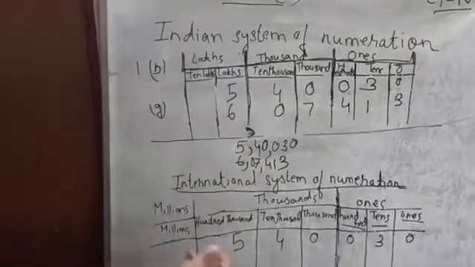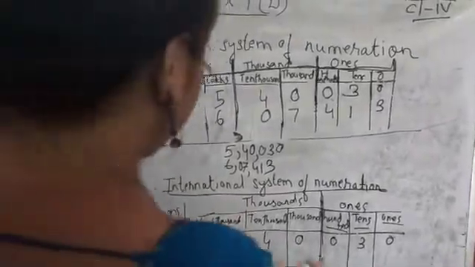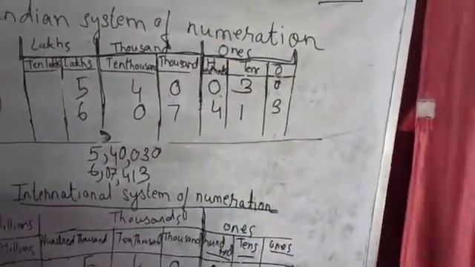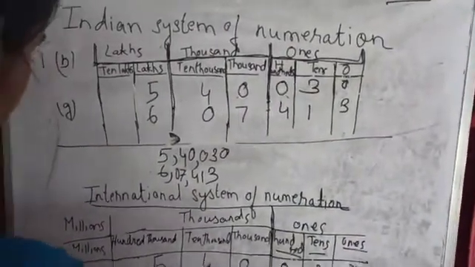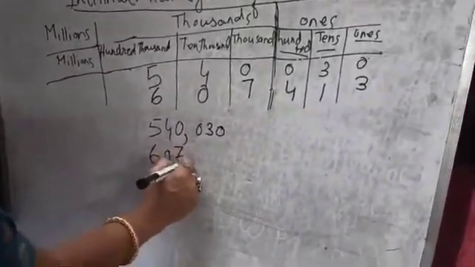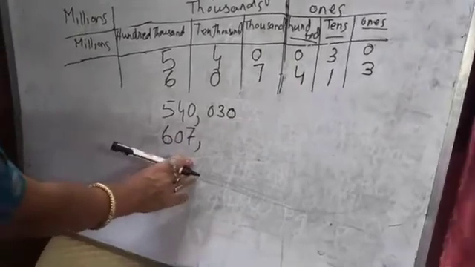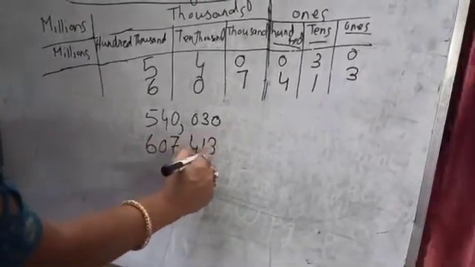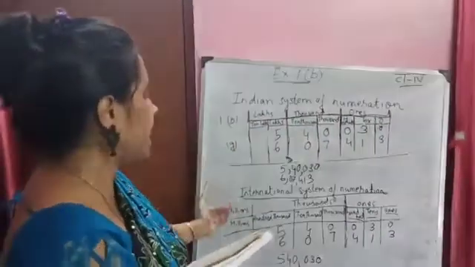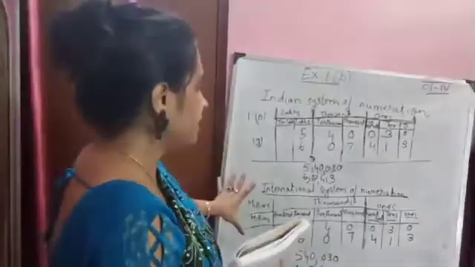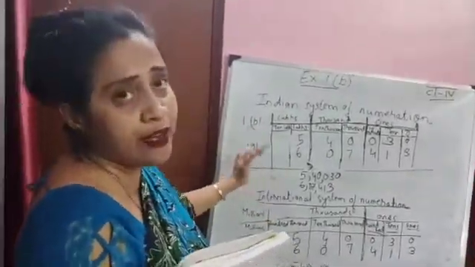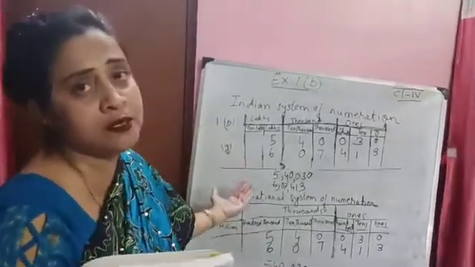Now, for this same number, when I go to the international system of numeration, let's see what it comes to. 3, 1, 4, 7, 0, 6. It will be 607,413, and put a comma over here. So you can see the difference between the Indian system of numeration and the international system of numeration. The number is the same, but it is placed differently when we are talking about the two different systems of numeration.